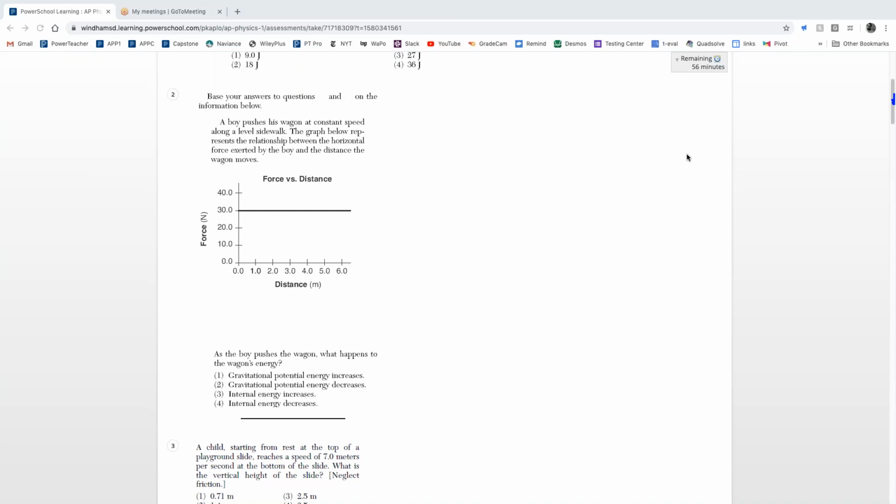Well, I have a couple of initial reactions. For starters, everything's horizontal. It's a level sidewalk. So I don't like the gravitational potential energy increasing or decreasing, because that would require a change in height. So I don't like answers 1 and 2. I'm guessing that the best answer is number 3.